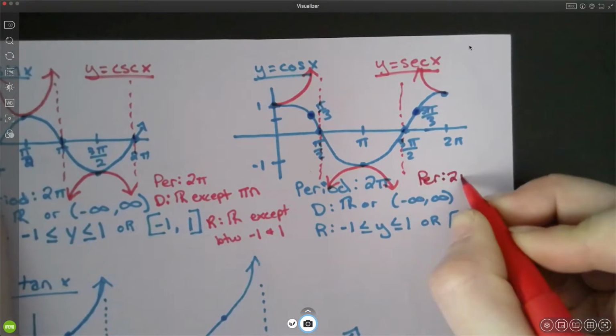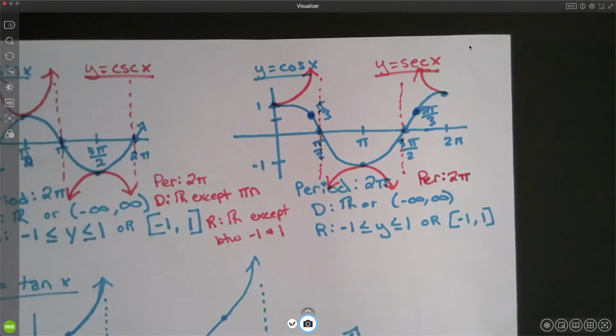Okay, domain. Will you touch everything left and right? Math homework done. Exactly.